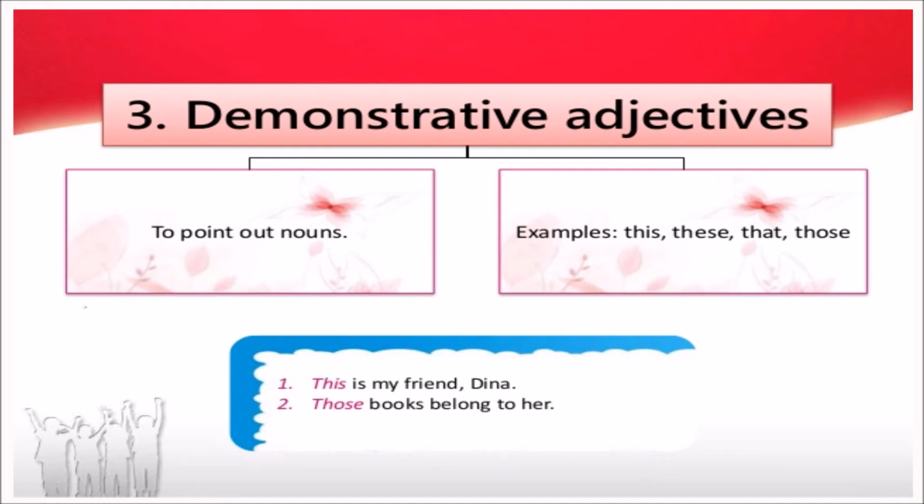The third type is demonstrative adjectives. Demonstrative adjectives are used to point out nouns. Examples: this, these, that, those. Example sentences: this is my friend Dina. Those books belong to her. Here, this, those are demonstrative adjectives.